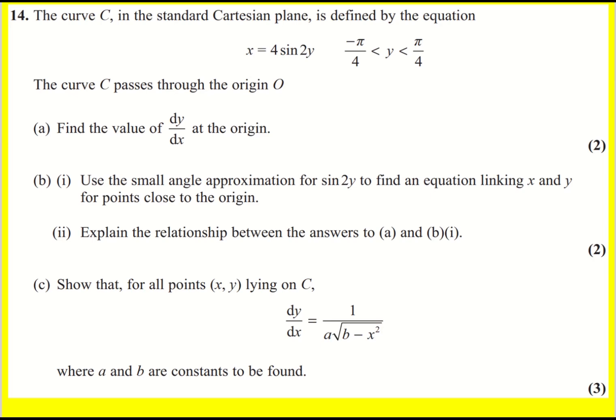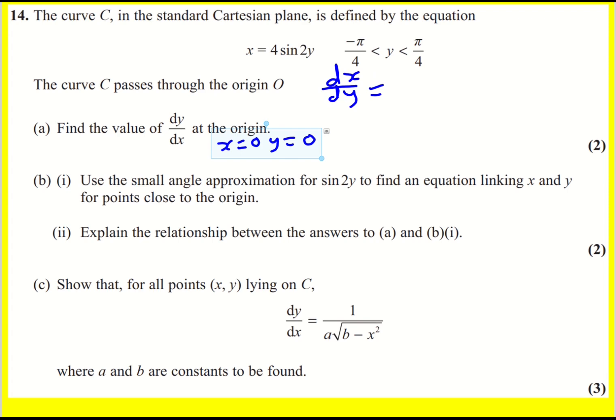Given a curve in the standard Cartesian plane, it's just x in terms of y rather than your normal y in terms of x. And we're asked to find the value of dy by dx at the origin. So that's going to be x equals 0, y equals 0. So for this, I'm first up going to find dx by dy. It's going to be much easier to differentiate rather than trying to get inverse sine of anything.